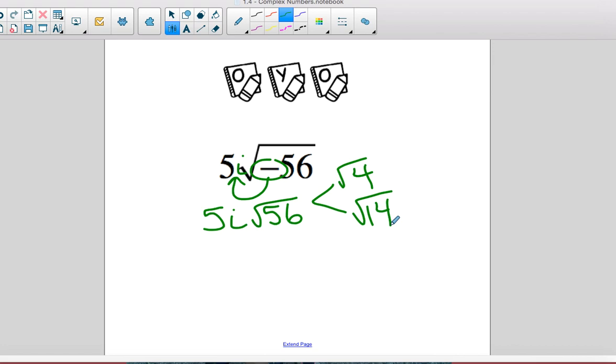So the square root of 4 is 2. So when we have 2 times 5, we get 10. So the final answer is going to be 10i root 14. And that's it. So that's the end of the first video.